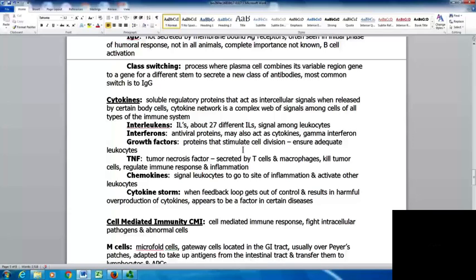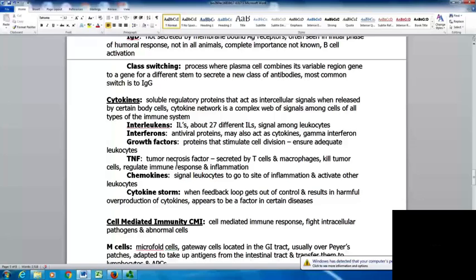Interferons, these are antiviral proteins. They may also act as cytokines. And this would include something like gamma interferon. Growth factors, these are proteins that are going to stimulate cell division and ensure adequate leukocytes.